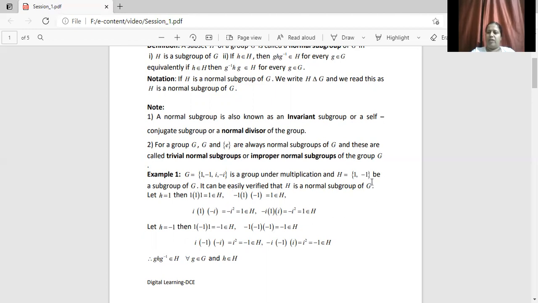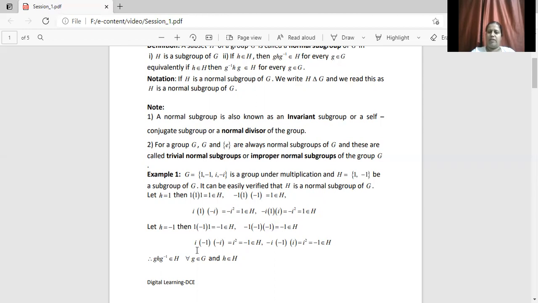Then we have one more element in H, that is minus 1. For this also, we'll check whether the g h g inverse condition is satisfied or not. Let h be equal to minus 1. Then again, the same thing: you take each element from G and check whether g h g inverse belongs to H or not. Here, 1 into minus 1 into 1 is equal to minus 1, that belongs to H. Then the second element of G, that is minus 1, into h value minus 1, and the inverse of minus 1 is minus 1. Therefore, g h g inverse we are getting as minus 1, which belongs to H.